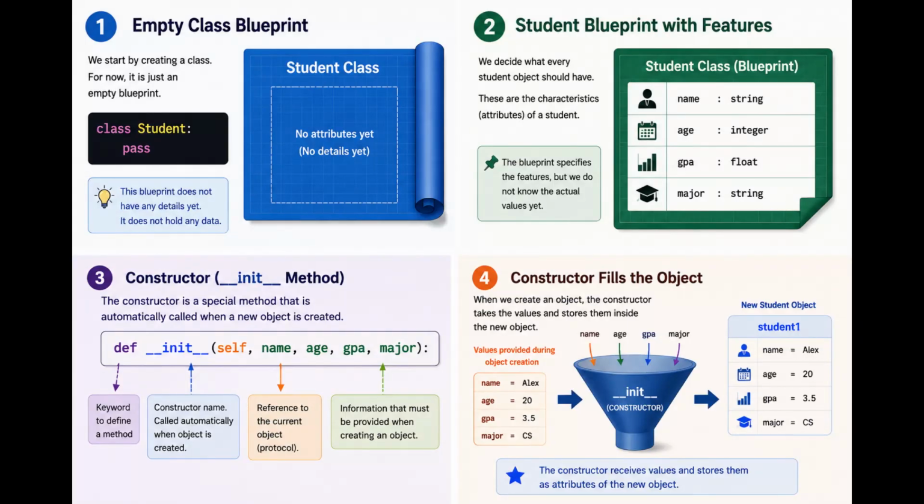Name, age, GPA, major. Since different students have different values for these attributes, we could not place specific values directly into the blueprint. Instead, we used a constructor. In Python, the constructor is the special method called __init__. The constructor is automatically called whenever a new object is created. We then defined our constructor so that it receives a name, age, GPA, and major, and stores those values inside the object.